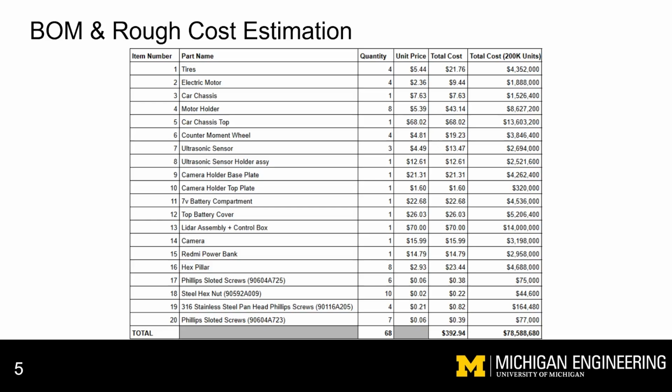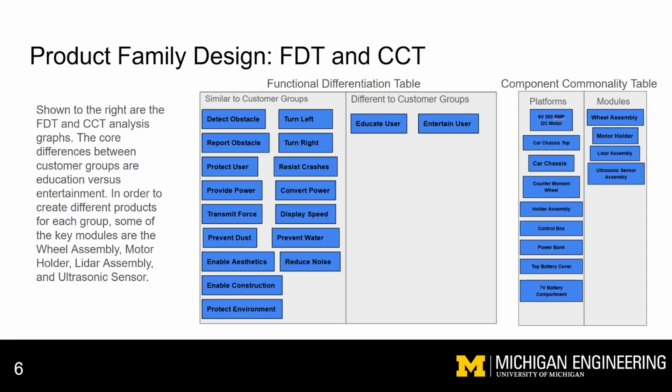$392.94. Compared to other RC cars on the market, prices range from $150 up to $500 for hobbyist cars. Our RC car's cost lands a bit high in the hobbyist market, although this price is inflated due to autonomous features. Redesigns for some of the more expensive assemblies will be crucial to reducing cost and having a competitive market price.